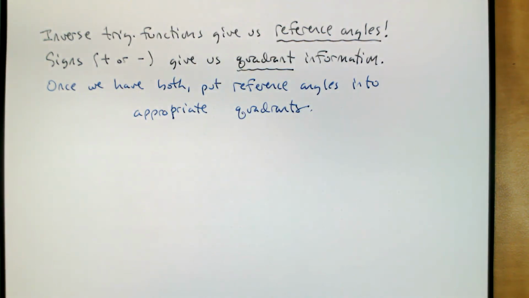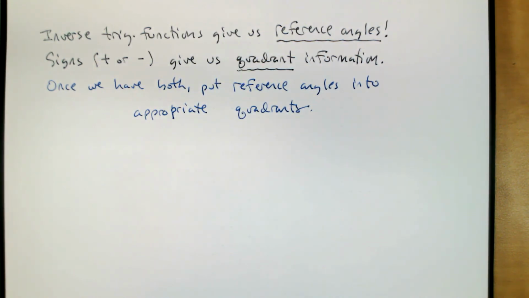So this is one level up from using the inverse trig functions to find acute angles. Now that the angles can be anywhere, we're going to use inverse trig functions to find reference angles and signs plus or minus to obtain quadrant information. Then we just take the reference angles and put them in the appropriate quadrants.